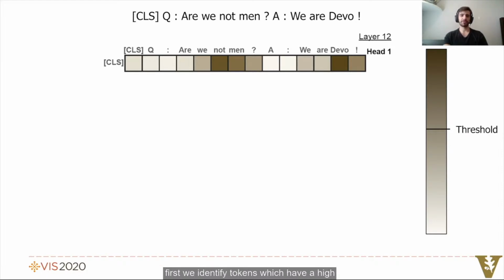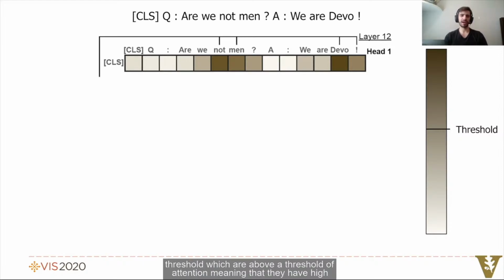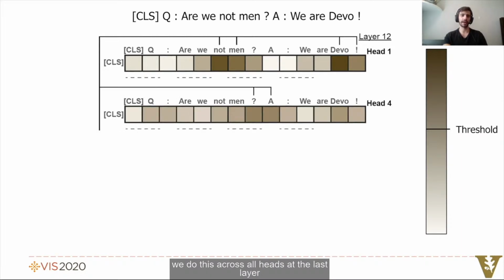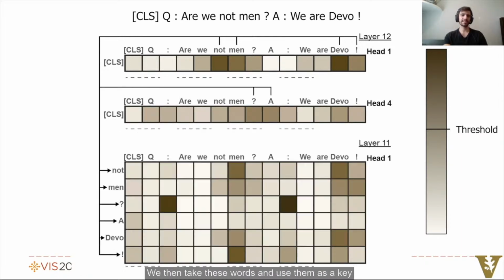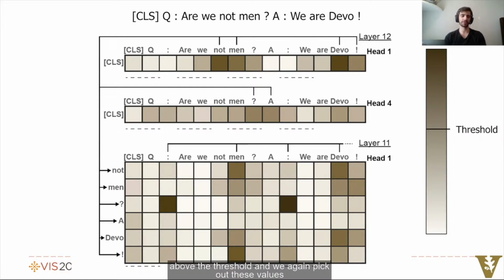First, we identify tokens which are above a threshold of attention, meaning that they have high attention values and highly influence the classification token's embedding. We do this across all heads at the last layer. We then take these words and use them as a key to query the previous layer for new attention values above the threshold, and we again pick out these values.